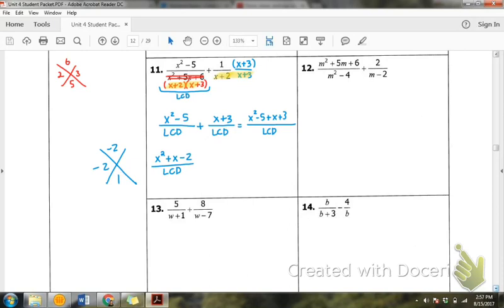Positive 1. When I add those together, am I going to get a positive 1? No, so what do I need to do with my signs? Switch them. Good. Okay, so this numerator factors to x plus 2, x minus 1.